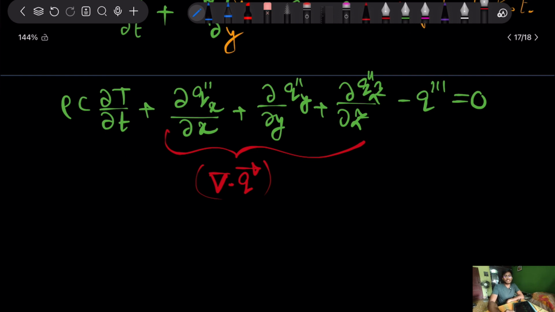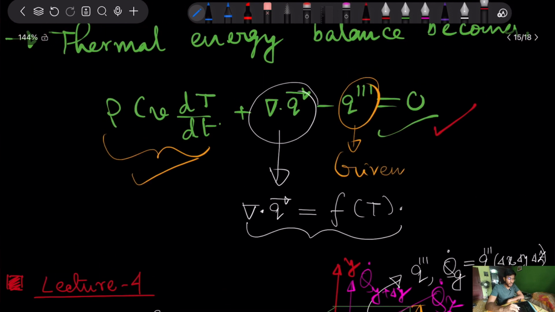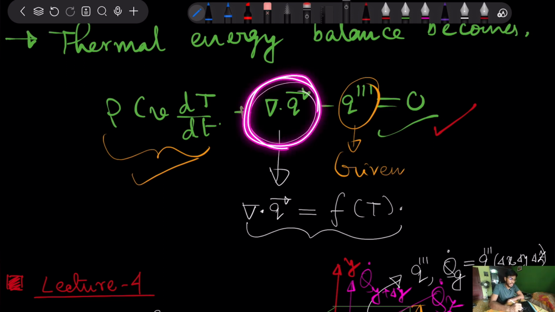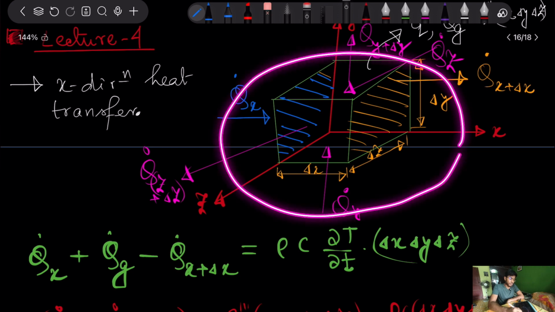Now let me tell you that if you change your coordinate system, then the expression for the divergence will change. So if you can memorize the expression for the divergence, then you can just replace it whenever you change your coordinate system. For spherical it will be different, for Cartesian it will be different, and for cylindrical it will be different. But you can derive each of those equations by taking this approach.